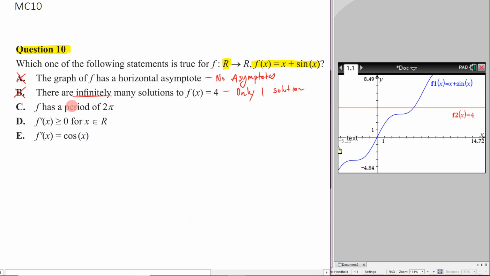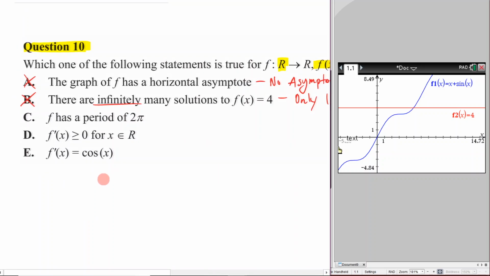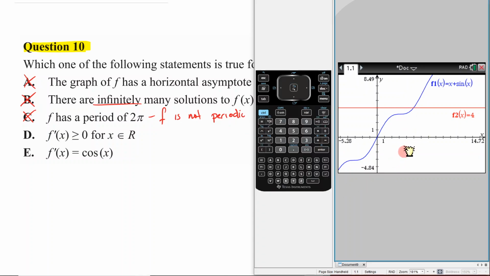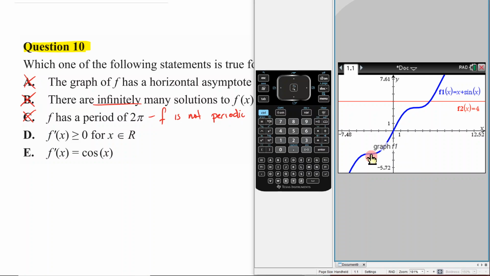Okay, next. F has a period of 2 pi. Now, this is the option that tricked a lot of people. 33% of people thought that that was the correct option, but it isn't. It isn't the correct option. And the reason why is because this is not periodic. F is not periodic. Now, I'm going to have a big, long discussion at the end as to why this isn't periodic. But the reason why people got tripped up on this question is because they looked at the graph here and they said, well, what's the distance from this point to this point? Because that's where it looks like the graph is repeating.